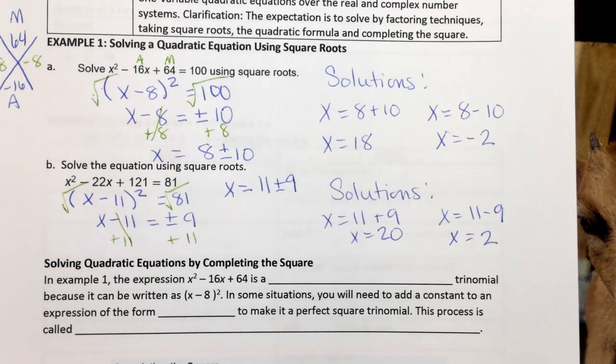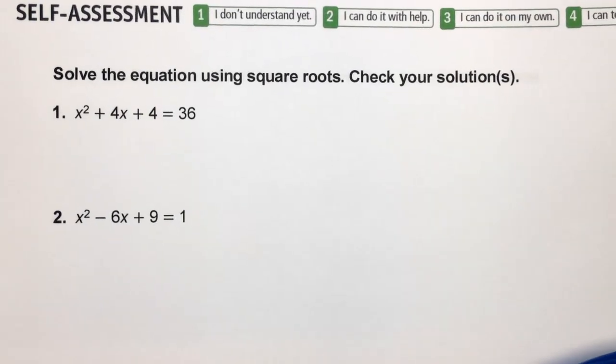All right, so I want you guys to give this a try. If you didn't try B on your own, give these a try. You're solving them using square roots. All right, please pause your video and give them a try.